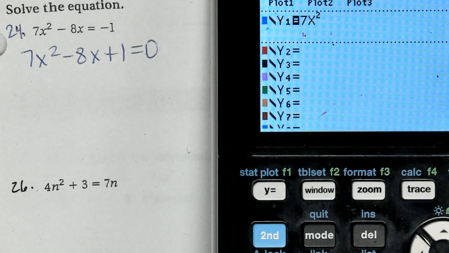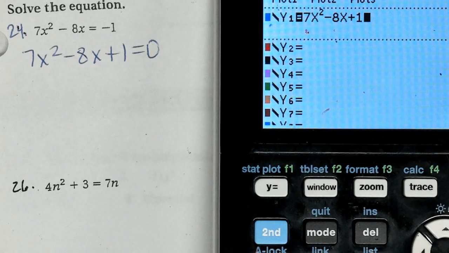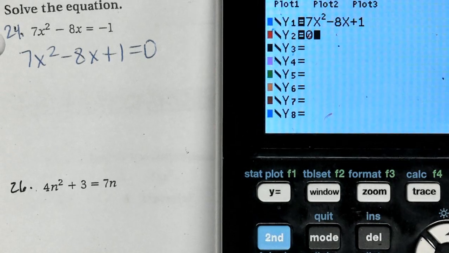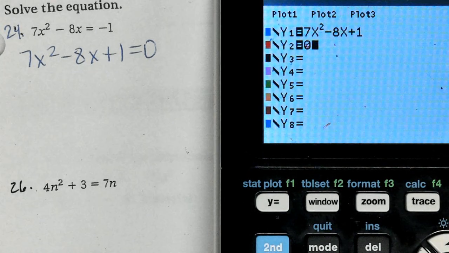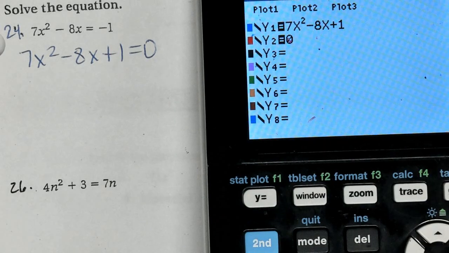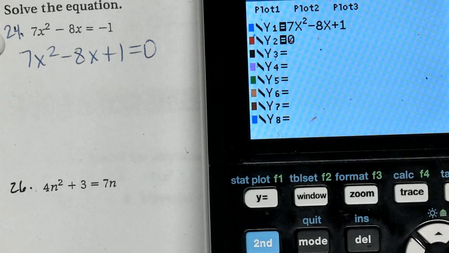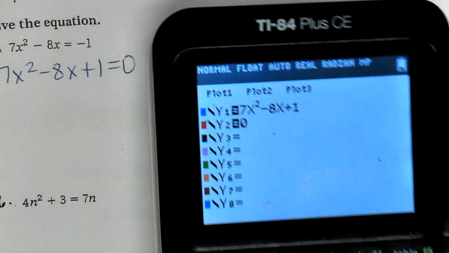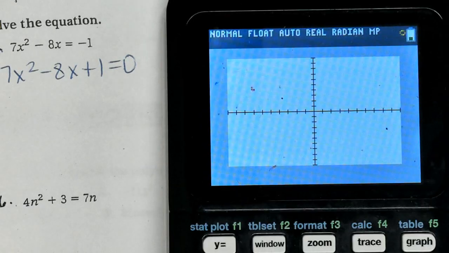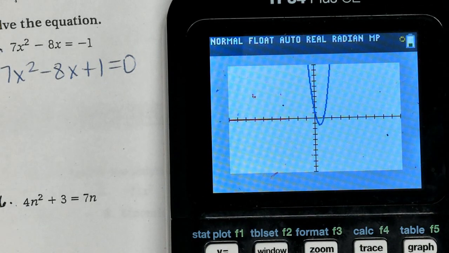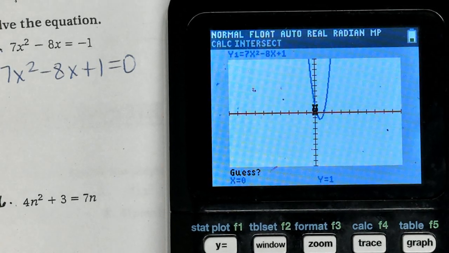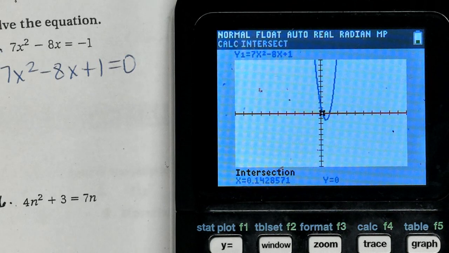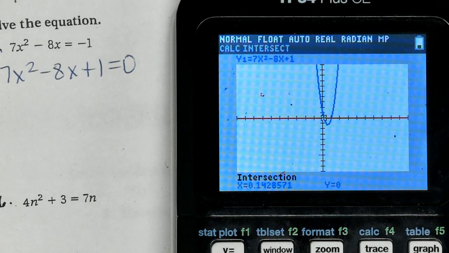7x squared minus 8x plus 1. And the second equation is 0. When I am doing these in my calculator, you all should be doing them in your calculator. Not sitting there. Second trace, option 5. I'm going to go for this first part right here. That's a pretty crazy decimal, isn't it?